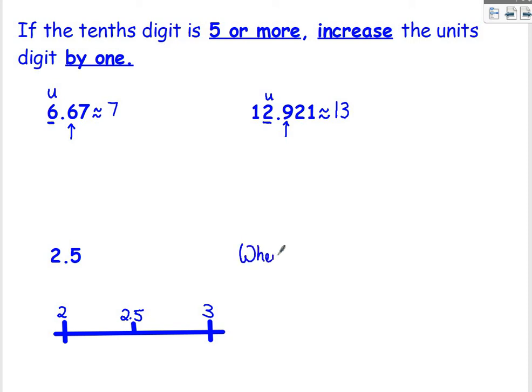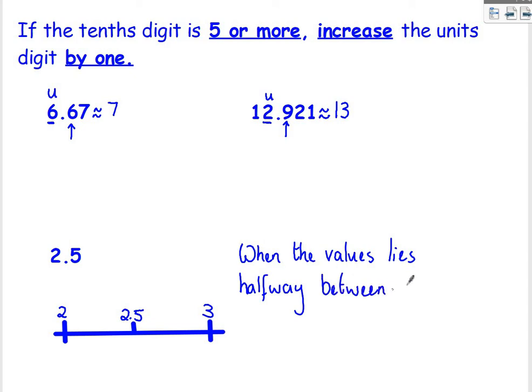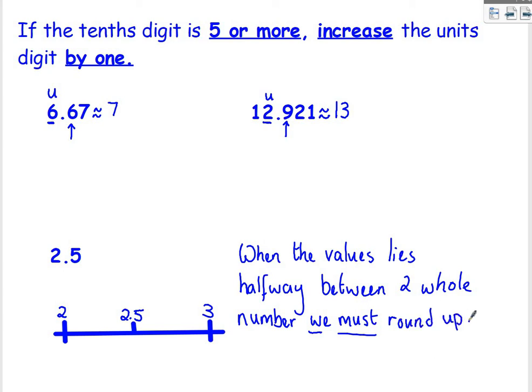When the value lies halfway between two whole numbers, or integers, we must round up. So 2.5 is approximately equal to 3.